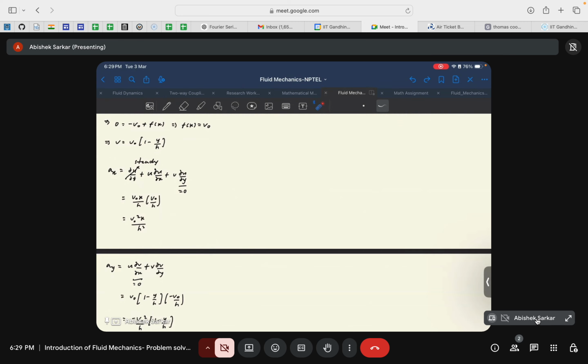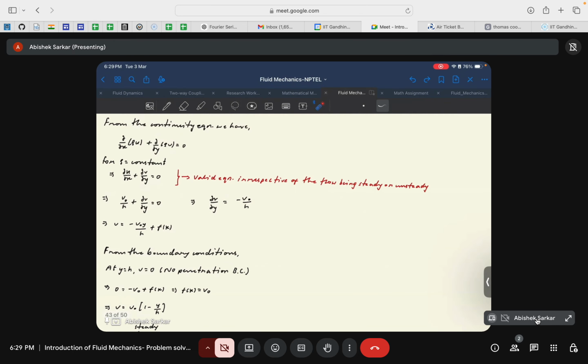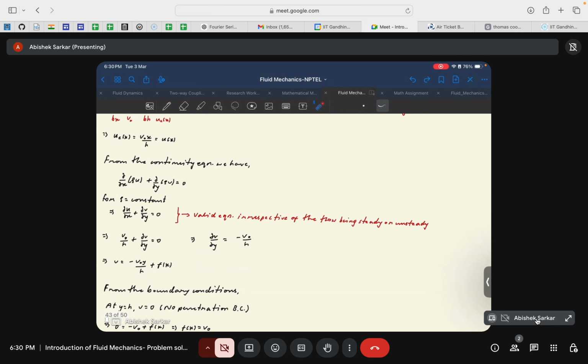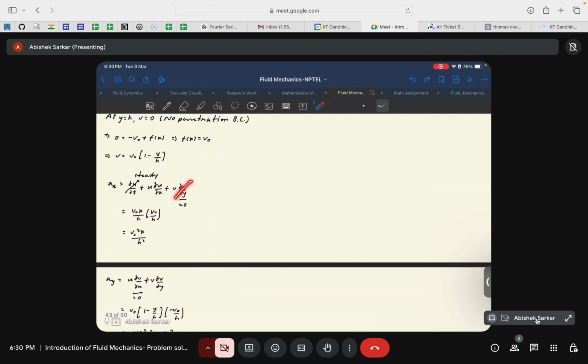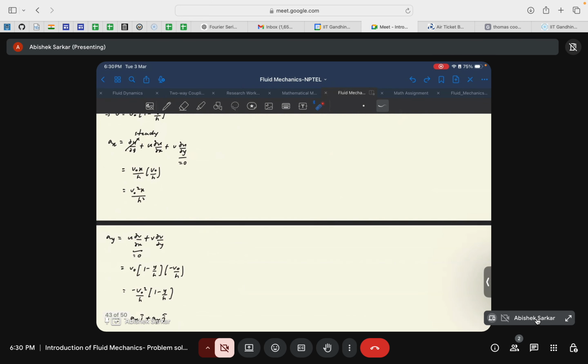Again, since u, if you remember, u is v naught x by h, is not a function of y, so this component will also be equal to 0. So we will have u dou u by dou x, so v naught x by h times v naught by h, that is dou u by dou x. So we will have ax is equal to v naught square by h square.